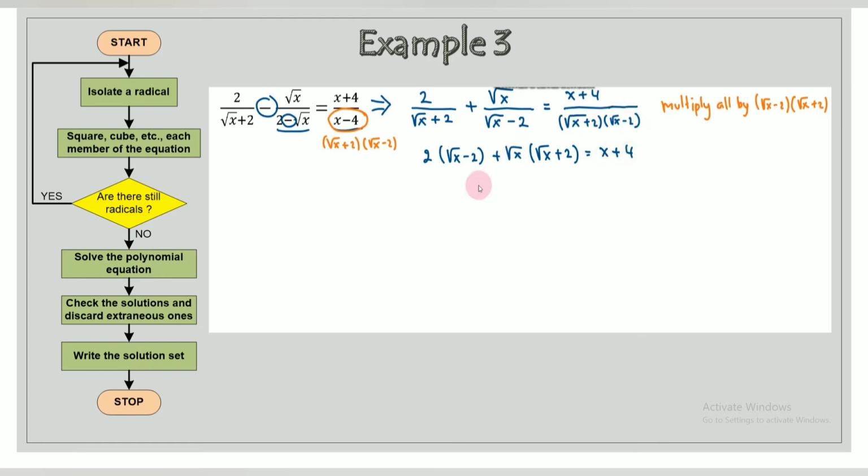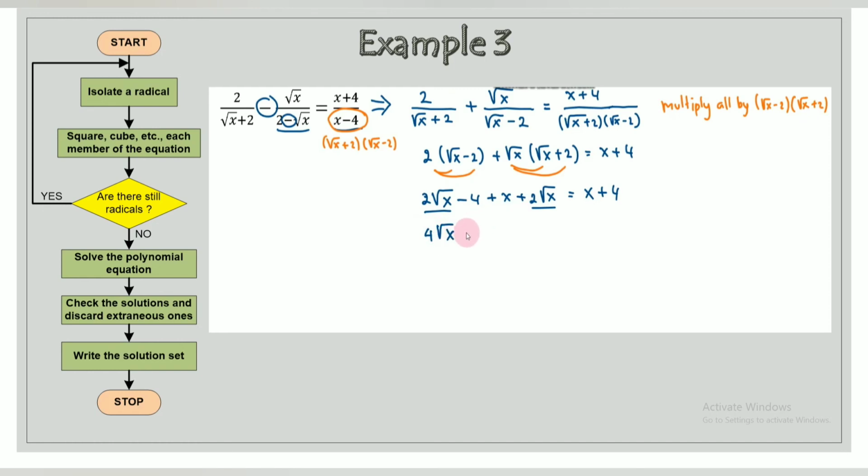Now we have gotten rid of the fraction. So let's simplify these expressions first. 2 square root of x minus 4, distributing, plus x plus 2 square root of x equals x plus 4. We can still simplify this. Let's collect the like terms. We have like terms, this one and this one. So it becomes 4 square root of x.